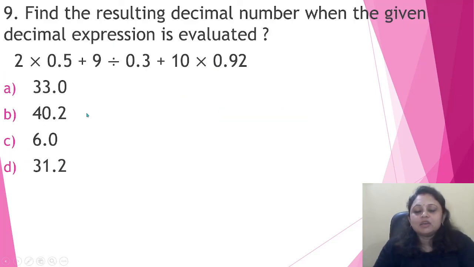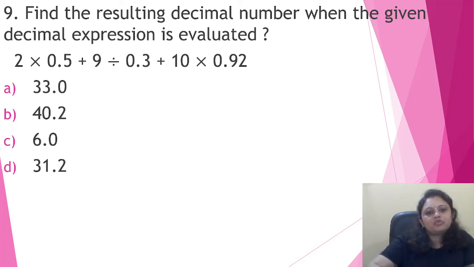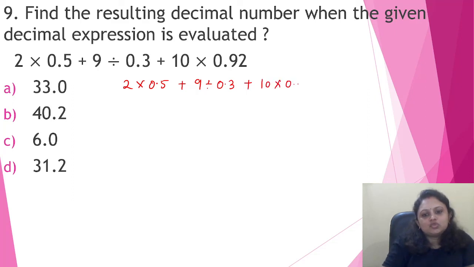Find the resulting decimal number when the given decimal expression is evaluated. 2 into 0.5 plus 9 divided by 0.3 plus 10 into 0.92. Option A 33.0, B 40.2, C 6.0, D 31.2. So we have to solve the question, and we have to follow the BODMAS rule here. According to the BODMAS rule, division comes first.